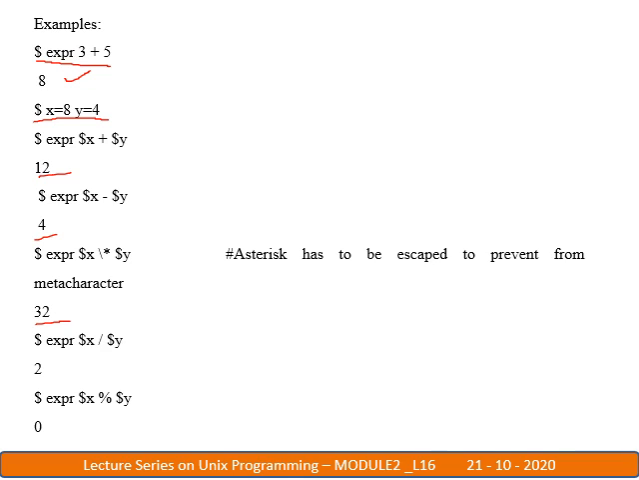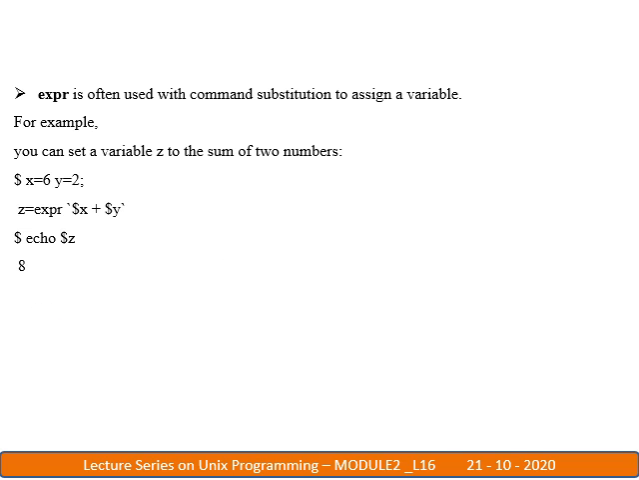That is because the asterisk is considered a meta character. So to prevent it from being treated as a meta character, you just have to use an escape symbol. And expr $x divided by $y, 8 divided by 4 is equal to 2, and the modulus operation, the remainder we get, is 0. So this is about expr, which is often used with command substitution to assign a variable.